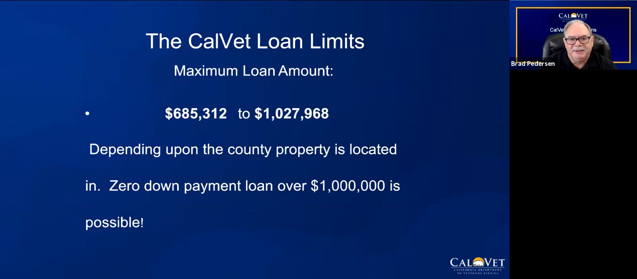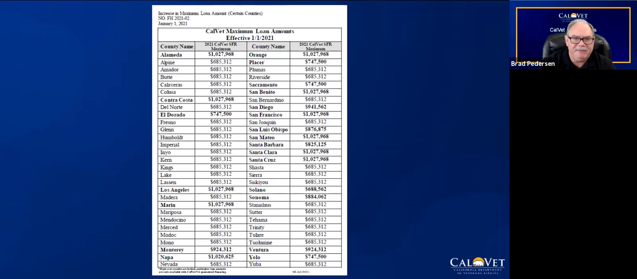So how much do we loan? Well, we'll loan up to $1,027,968 with zero down payment in the highest cost counties in California. Next slide, please.